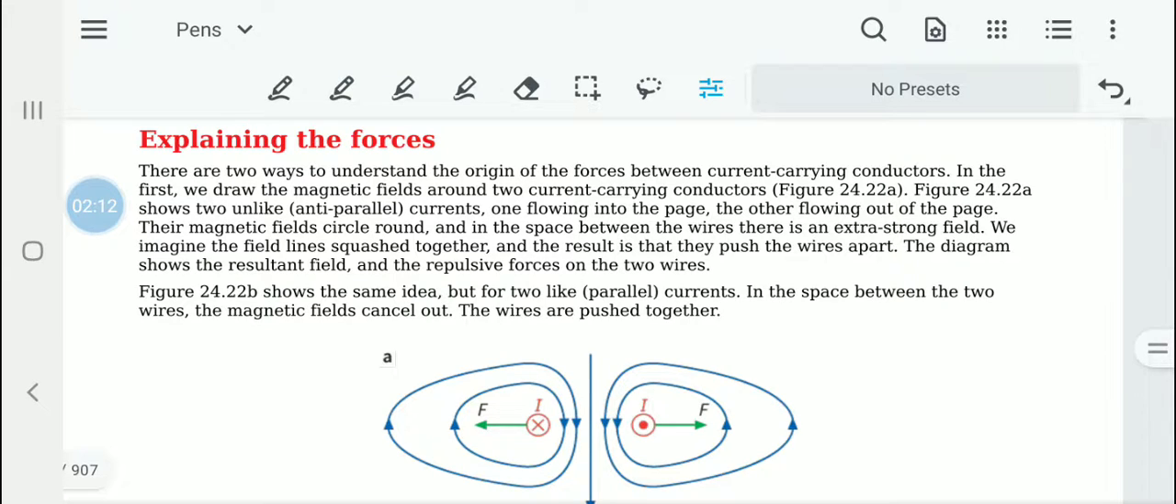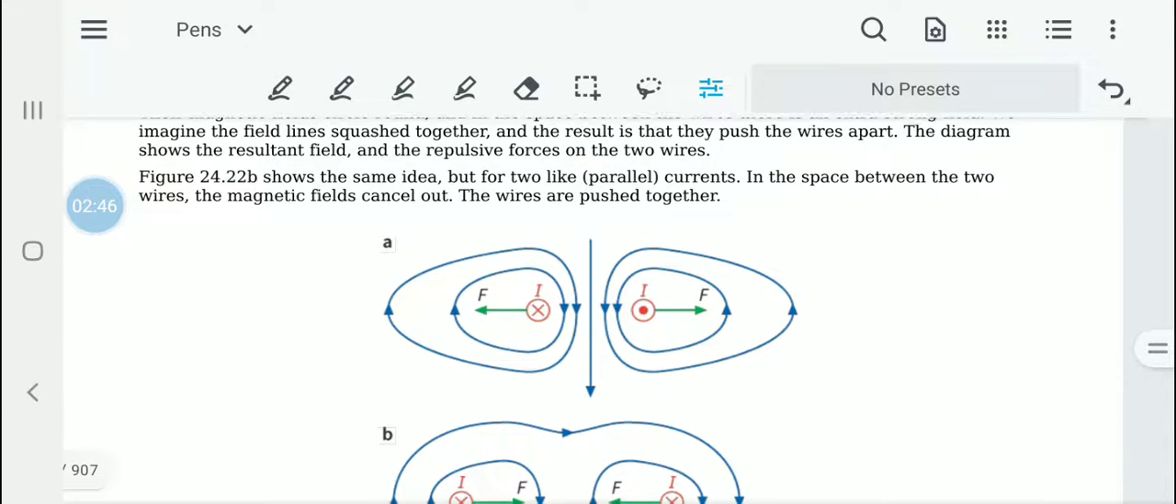Now you need to remember the rules. When one goes in, what happens? When one comes out, what happens? So if you use this grip rule and figure out the direction, you would see that it is going to act in this manner, and the force is going to be in either direction. So they are being pushed apart.